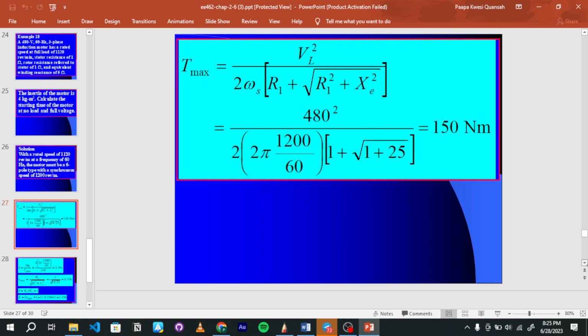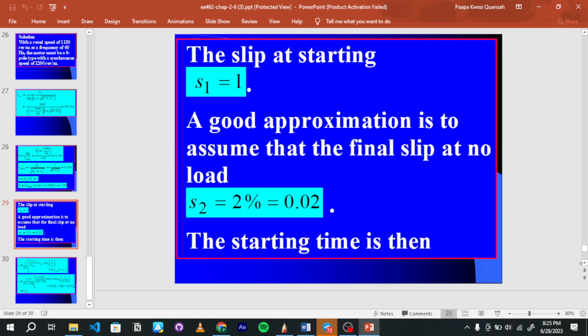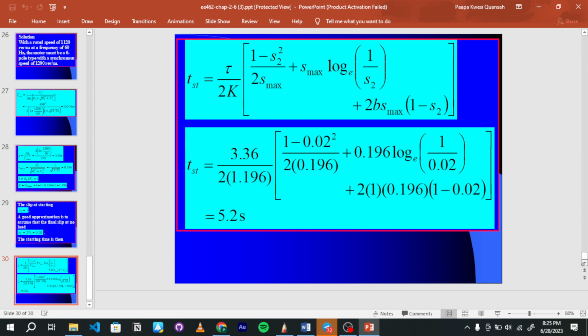Hold on a bit here. So we need to find t max. If I have t max, I can find s max. I need to find s max too. Find b. If I find b, I can find k. So once you have the formulas, you just put them in. Okay. So that'll give you 5.2 seconds.